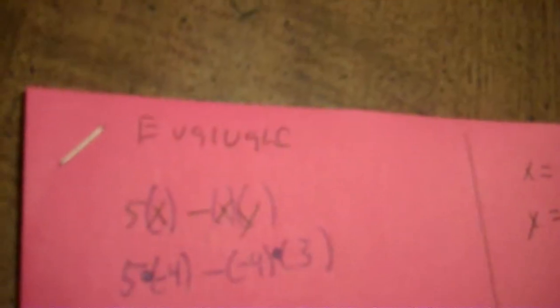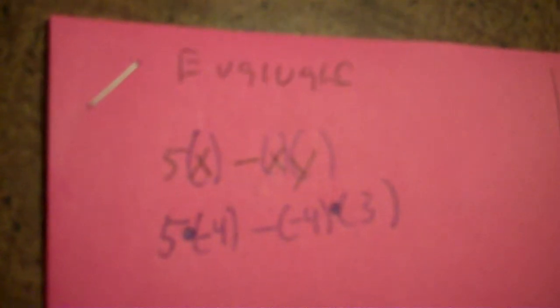Fix minus, let's read the problem. 5 times -4 minus -4 times 3. So I'm going to fix that minus. I'm going to make it plus and make the number after it opposite. So if it's -4 now, it's going to be +4.